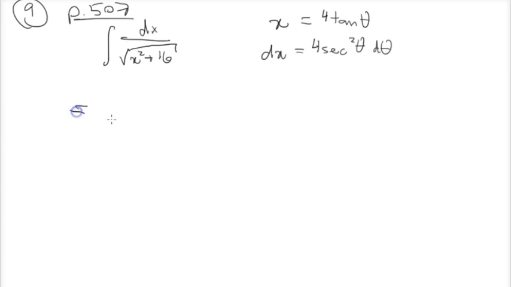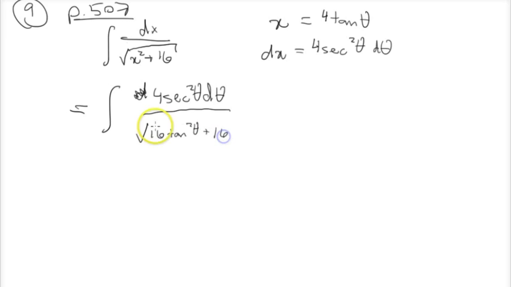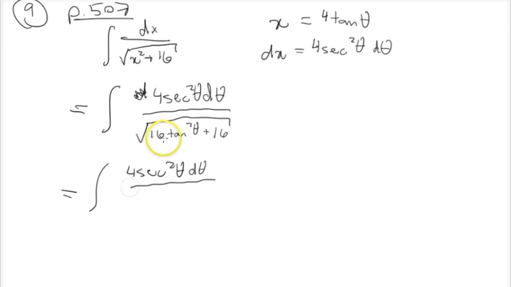So we're going to make that substitution, and we're going to get 4 secant squared theta d theta for the dx, and underneath we're going to get 16 tangent squared theta plus 16. And so that will turn into, and then we're going to factor out the 16, and we're going to get tangent squared theta plus 1 is equal to secant squared theta.